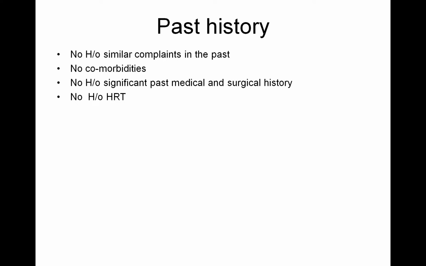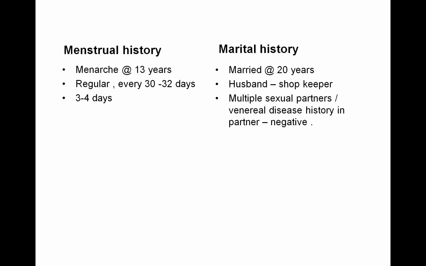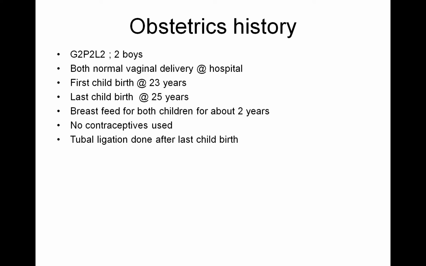No history of any comorbidities, no history of significant past medical and surgical history, no history of any hormonal replacement therapy. Her menstrual history: she attained menarche at 13 years of age. Her periods were regular every 30 to 32 days and for 3 to 4 days of flow. Coming to marital history, she is married at 20 years. Her husband is a shopkeeper. She denied the history of multiple sexual partners and venereal disease in the partner also.